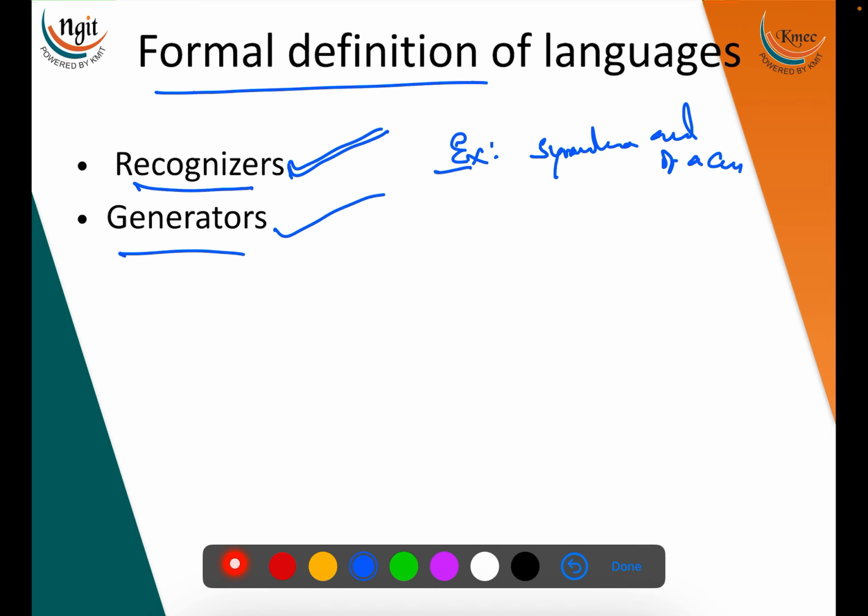And what do you mean by generator? A device that generates sentences of a language. If the syntax of a particular sentence is correct, by comparing it to the structure of the generator.